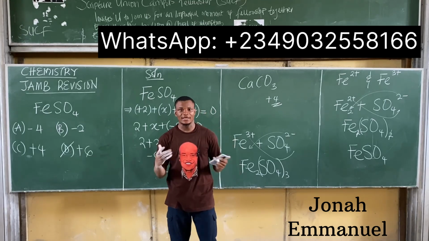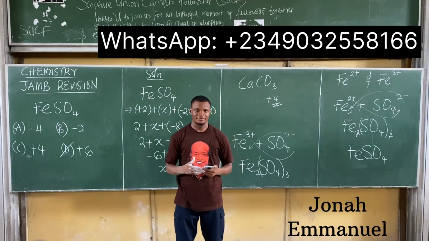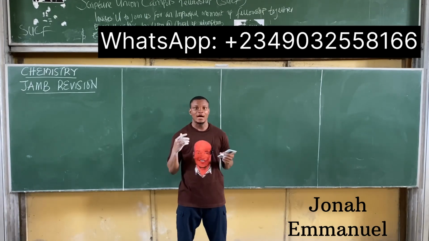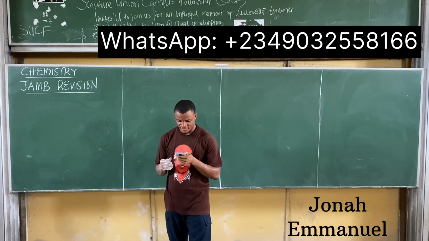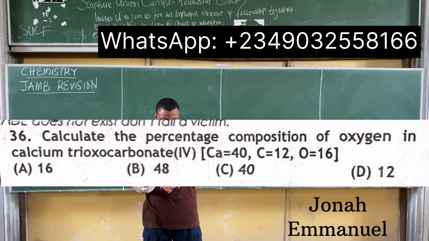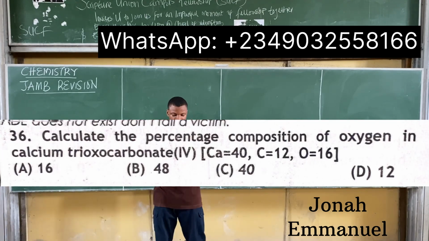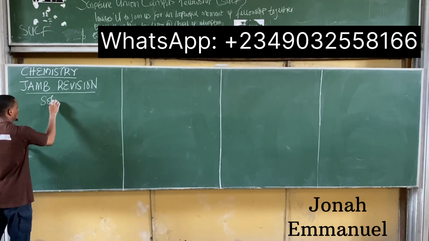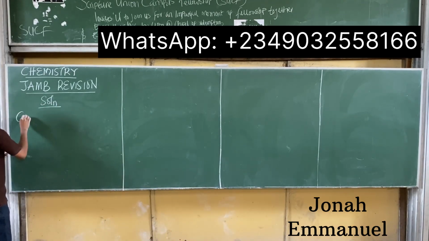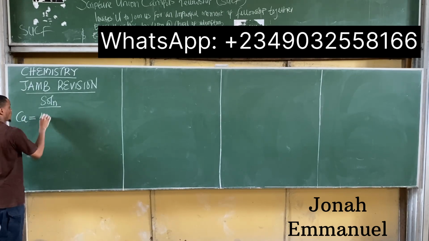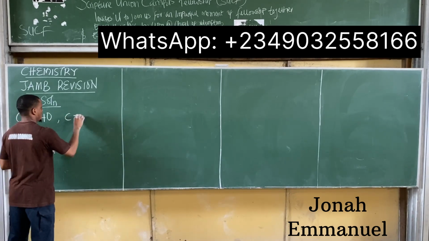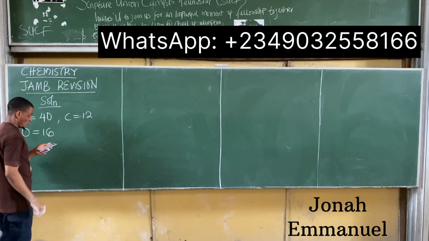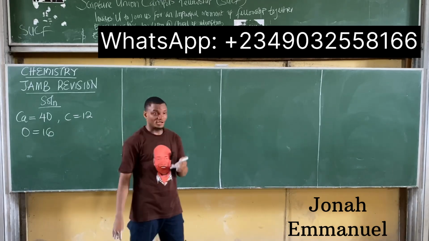All right, so let's try yet another question. This one here says, calculate the percentage composition of oxygen in calcium trioxocarbonate 4. Solution: we are given the following. We are given the atomic mass of calcium as 40, for carbon as 12, and for oxygen as 16. We have to find the percentage composition of oxygen in this.